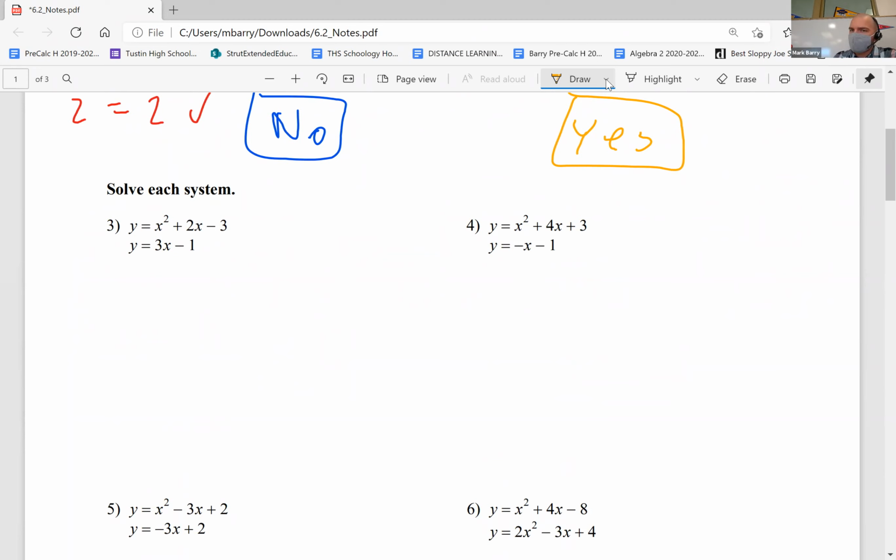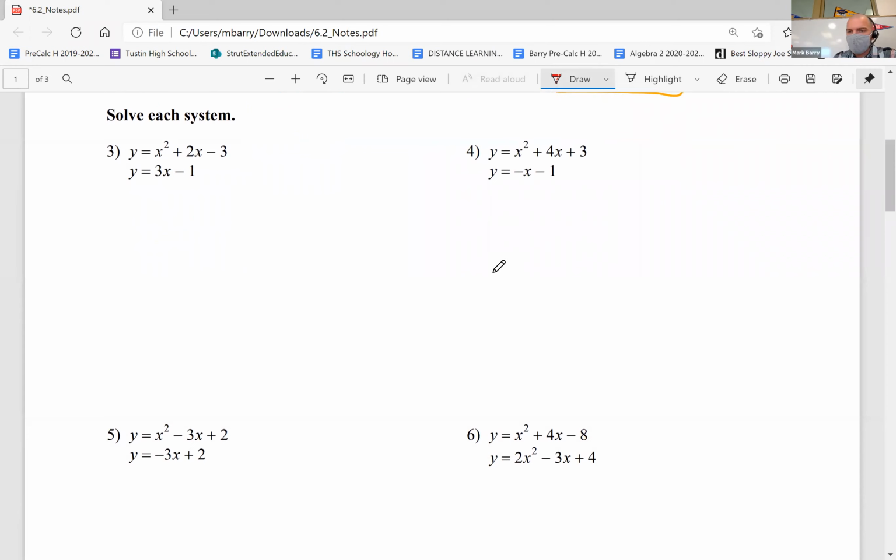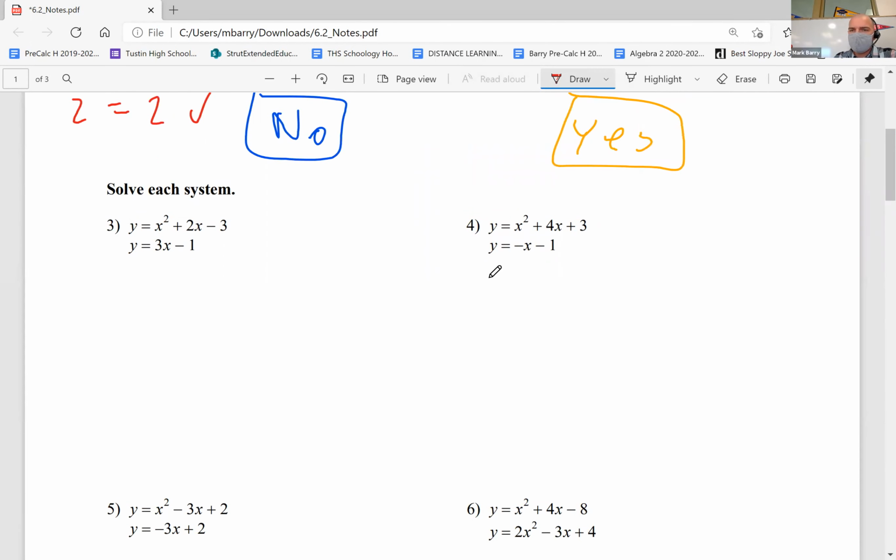All right, so solve each system. So now they didn't give us a point, so now we have to solve this for ourselves, okay? So you can technically still use elimination here, but I actually think we're going to be using a lot more substitution. So we know substitution is where we have one isolated variable, right? So we have our y isolated here. We can take that and swap it out for the y in the other equation. So I'm going to go ahead and do that here. So I'm going to rewrite this second equation as x squared plus 2x minus 3 equals 3x minus 1.